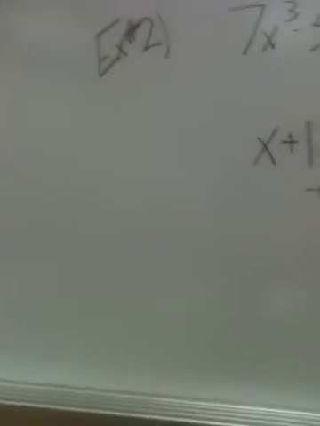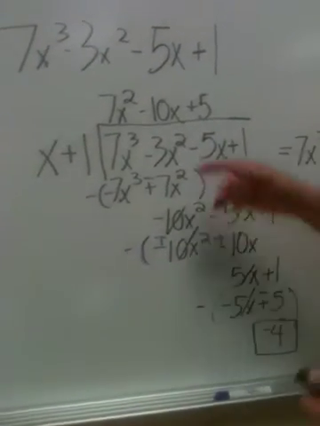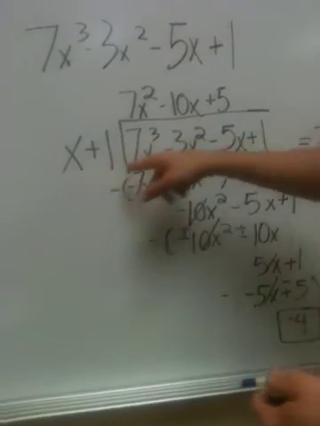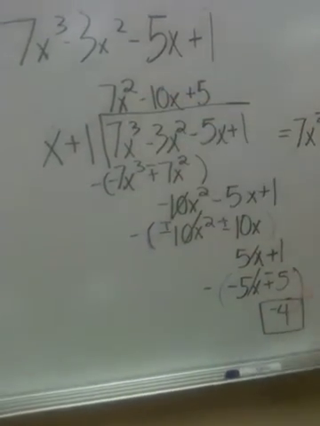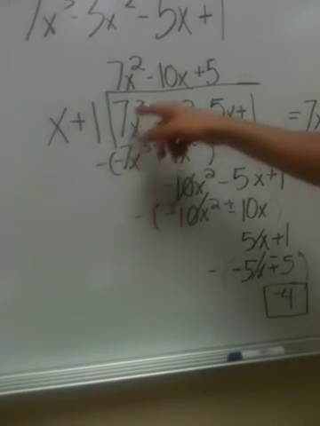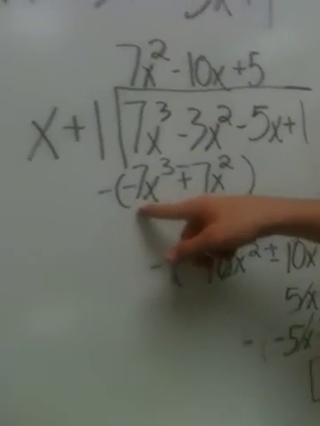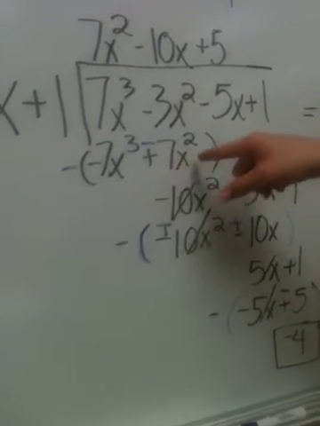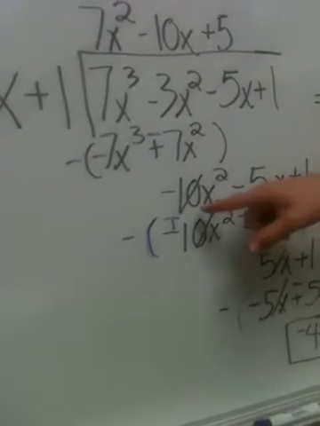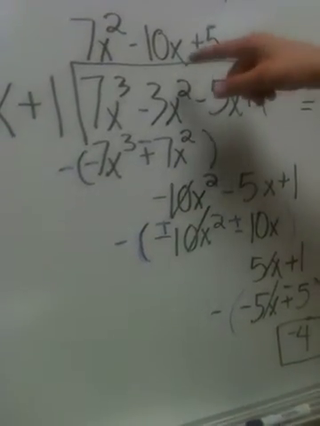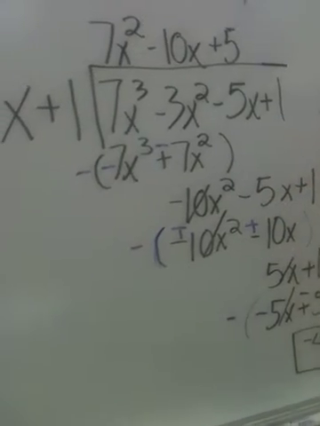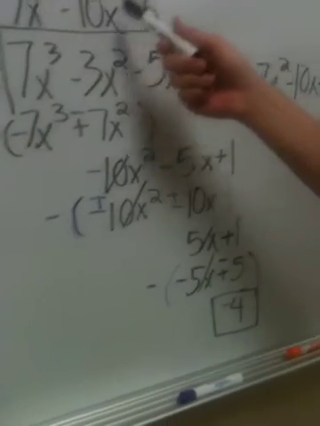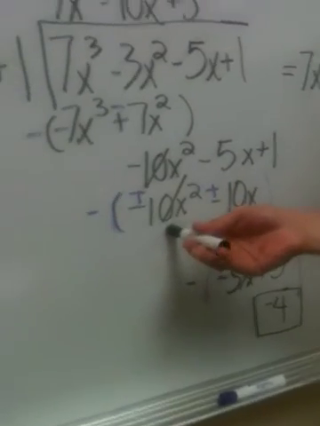Alright, the second equation that we have is 7x cubed minus 3x squared minus 5x plus 1. Same thing, you're going to work to find what times x will give you 7x cubed, and then 7x squared. You bring it down, you multiply it through, and you change the sign, so you get 7x cubed. That drops out. You're left with a minus 7x squared plus a minus 3x squared. You have 10x squared. So then you work to find what times x will give you 10x squared, and that is 10x.